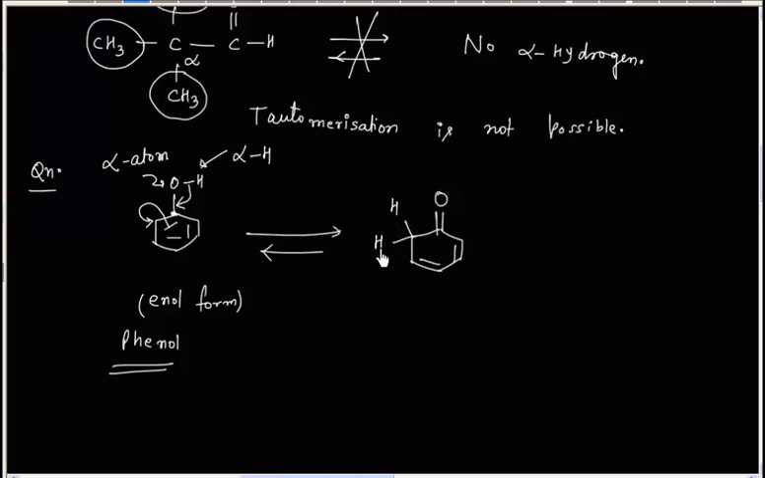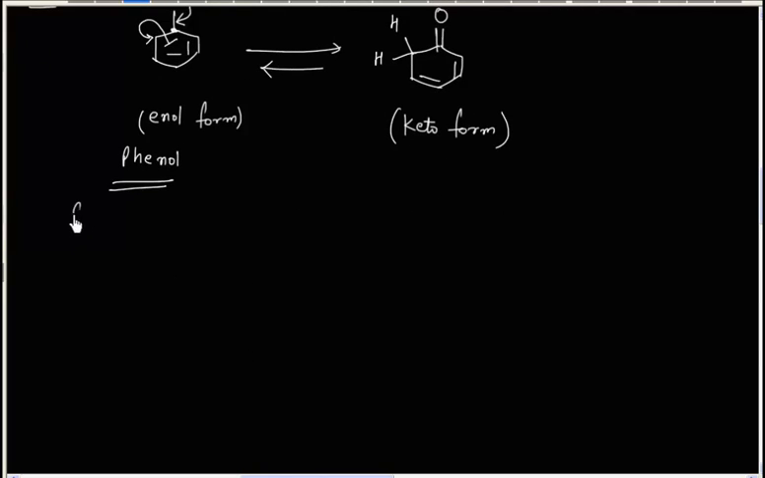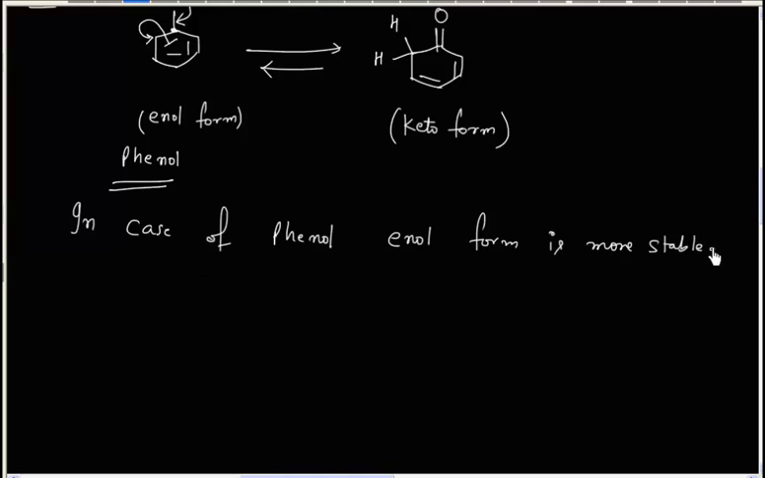So we will have this tautomer. This is the keto form. In this case, enol form will be more stable because it has an aromatic ring. Keto form is less stable because it does not have aromatic ring. So in case of phenol, enol form is more stable. And the reason is aromaticity.